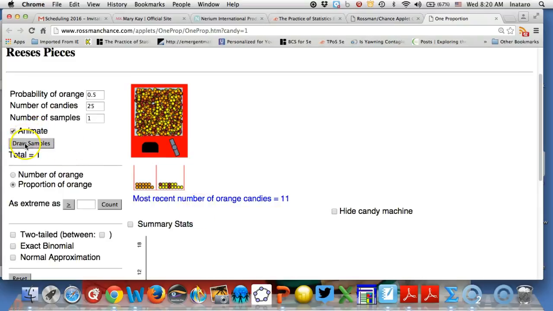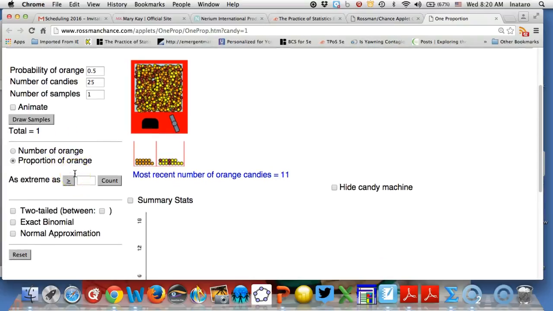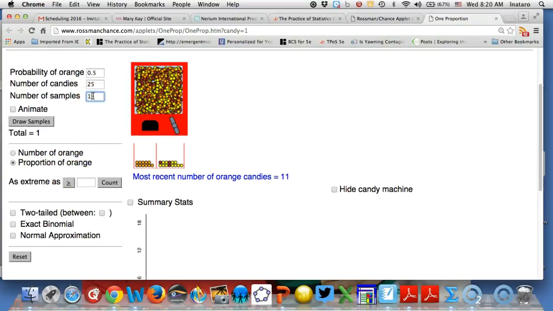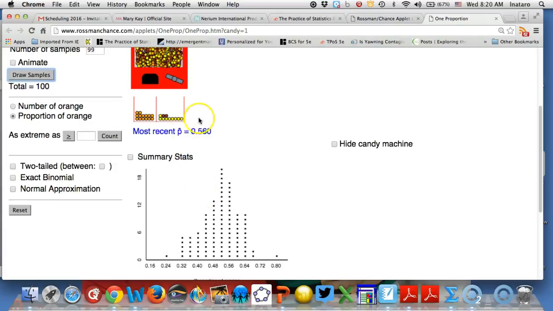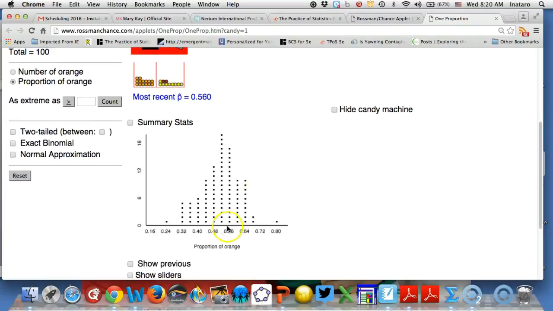Right? We can draw many samples if we want. We might not want to animate that at that point. We might want to draw, let's say, 100 samples of size 25. Actually, let's do 99. That way we have a total of 100. Notice the last sample proportion of orange was 56%, 0.56. This was a partial sampling distribution. And notice a normal distribution fits over this fairly well, and that might come in handy.